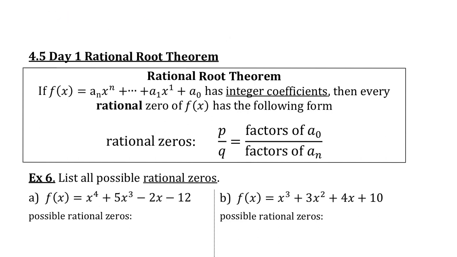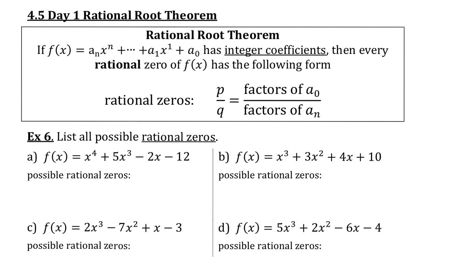Okay, so this brings us to the rational root theorem. The rational root theorem says if f of x is a polynomial with integer coefficients, meaning no decimals, no fractions, then every rational zero of f of x has the following form. The rational zeros are going to be the factors of a prime, the last term.